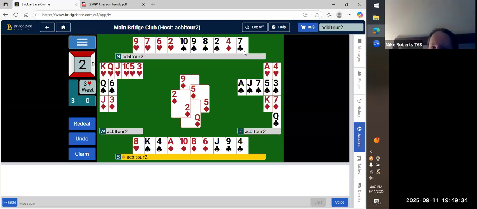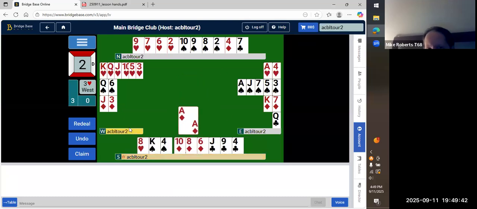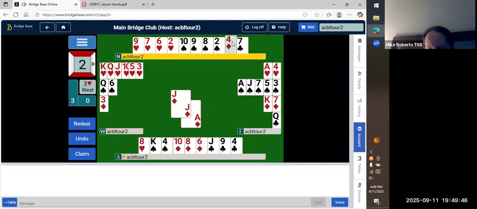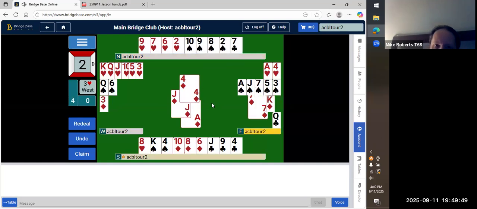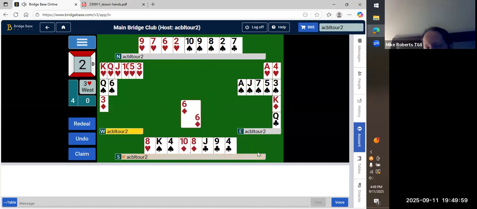So given that North has shown three clubs by not starting with the king, now we win the queen of diamonds. We play the ace. West should try false carding with the jack just to muddy the waters. But again, South knows that North doesn't have a doubleton club. They might have a doubleton diamond. So let's play a diamond, and that works in this case.